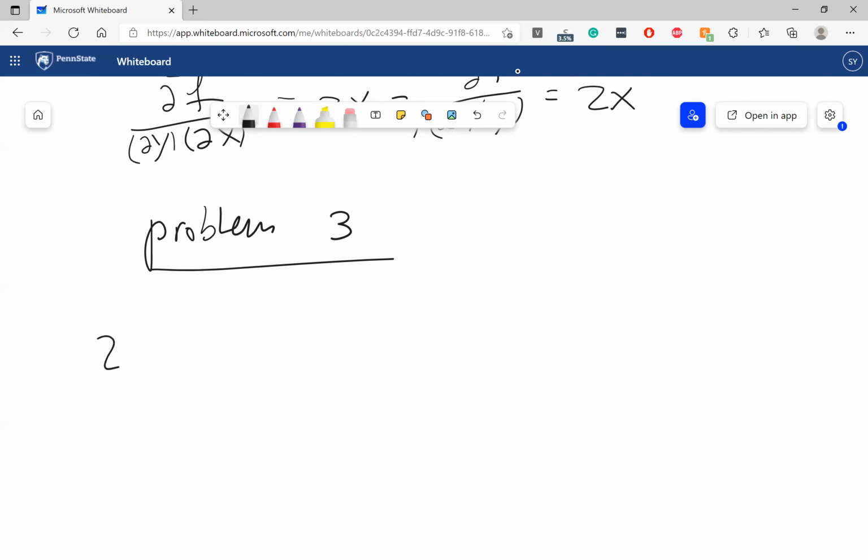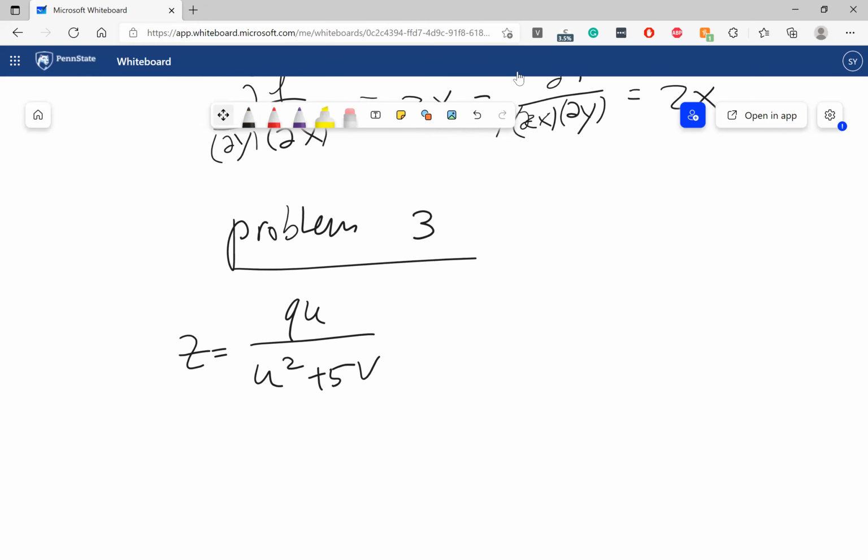Okay, so let's say z is equal to 9u over u squared plus 5v, and we can call z f. So f of u, v is now equal to our z. So those are our variables, u and v. So we can ask, what is the partial of f with respect to u?